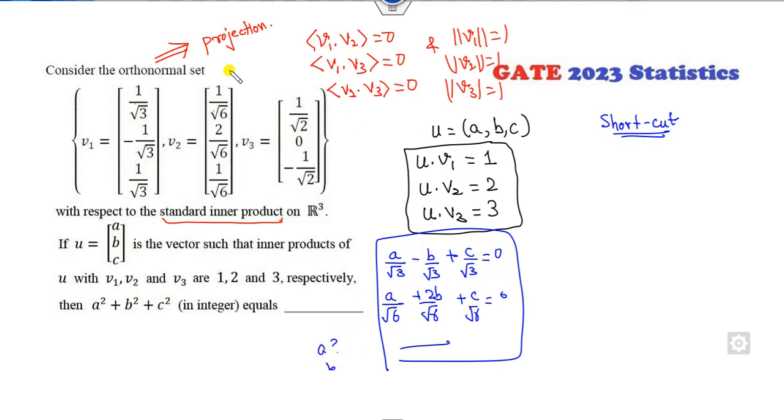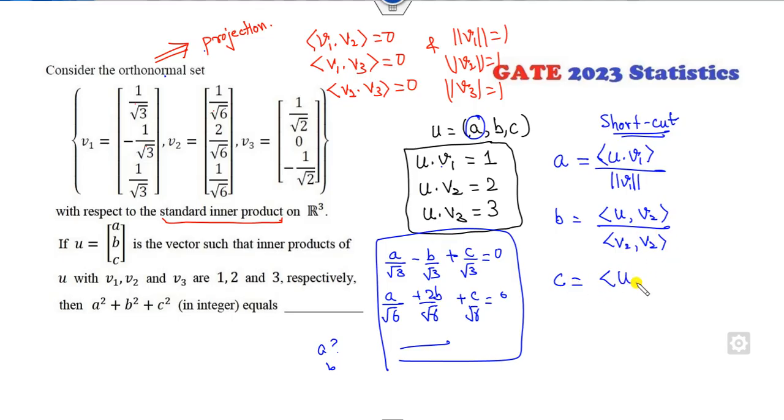But there is no need for that. Whenever there is an orthonormal set, you can find the projection. So a is for the first vector, that is the x vector. It's U dot V1 divided by the norm of V1. Fine. b is U dot V2 divided by the inner product of V2 comma V2, or you can say the norm of V2. And the c value will be U comma V3 divided by V3 comma V3.